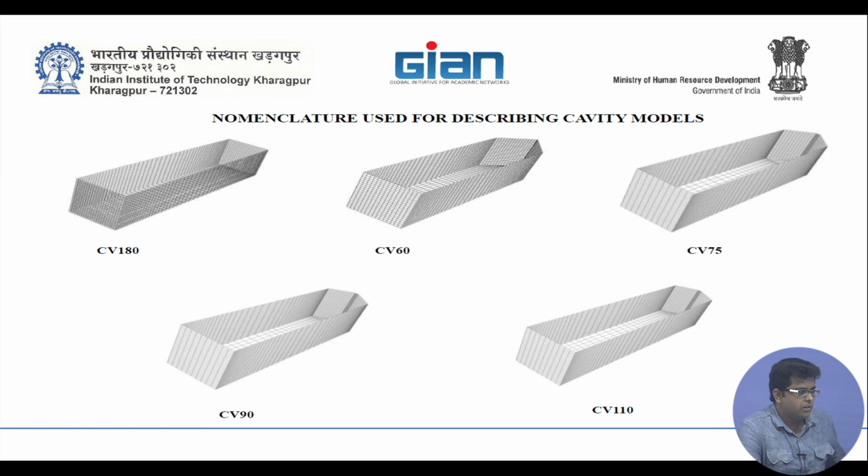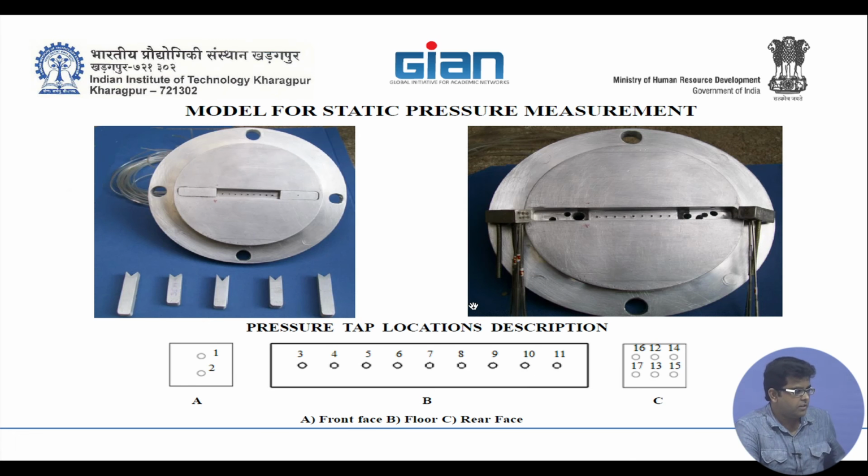So these are the nomenclature for the various models that we have used. With the flat face, I have described it as CV180. With this V notch rear face, the flow will be from this direction. This angle we have described as CV60, CV75, CV90 and CV110. These are the models that were fabricated.